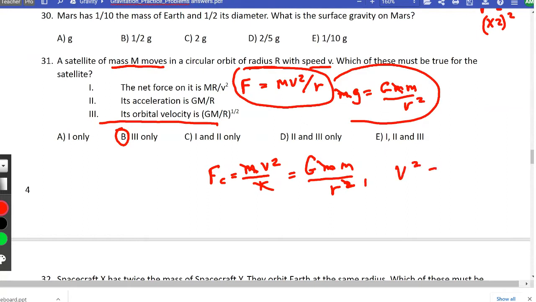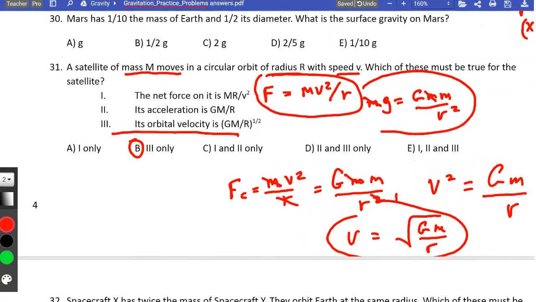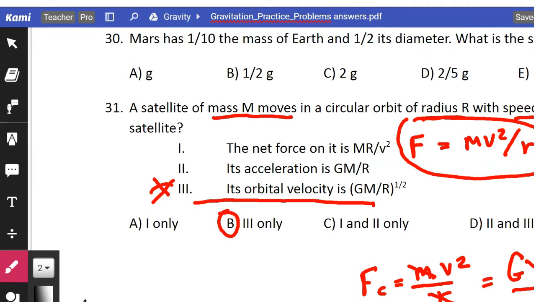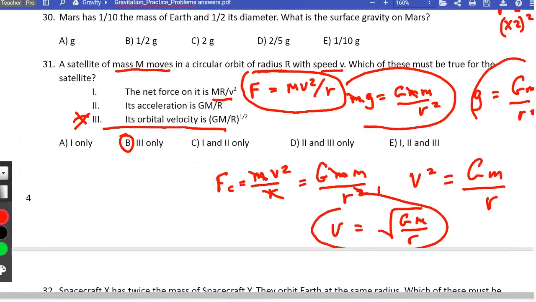So we see v squared equals GM, the gravitational constant, M, over r squared. And then you take the v is the square root of GM over r. This shouldn't be r squared because one of the r's canceled out. So it should be that. That is this answer over here. 1 is wrong because it's not mr over v squared. It's mv squared over r. The acceleration is GM over r. No, the acceleration is GM over r squared.